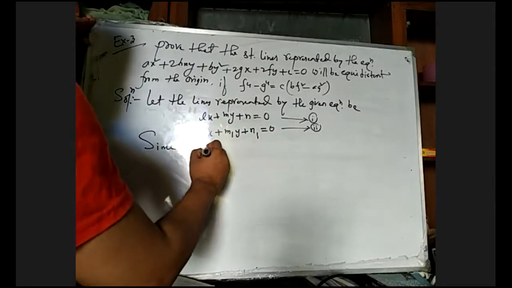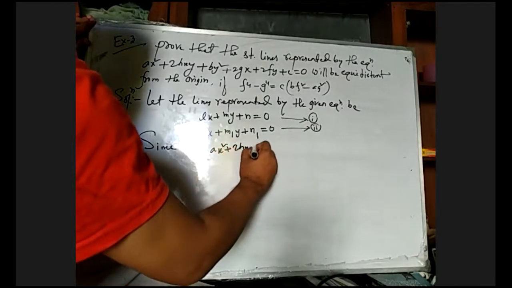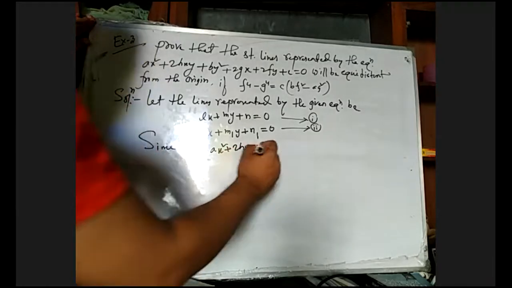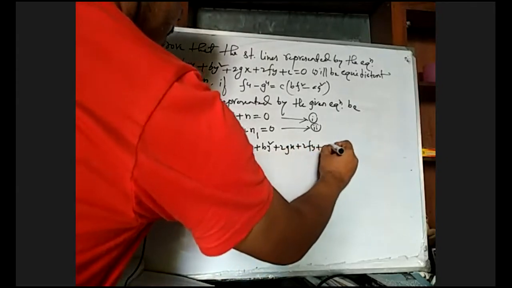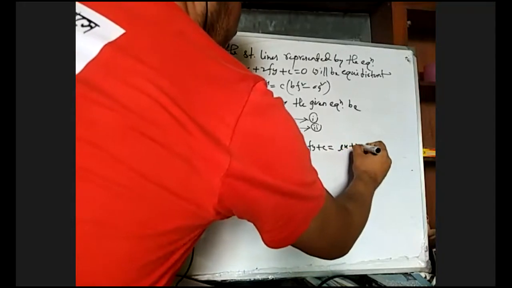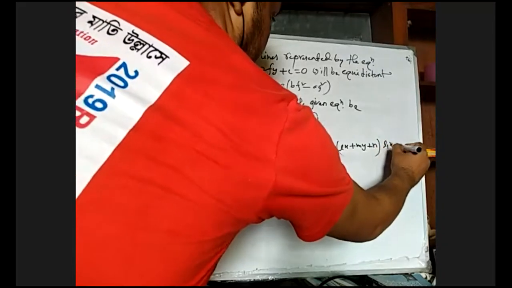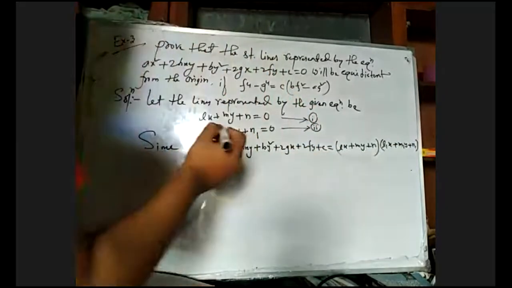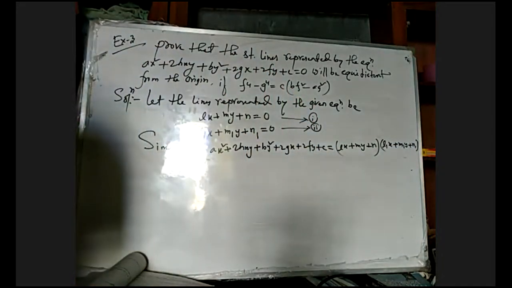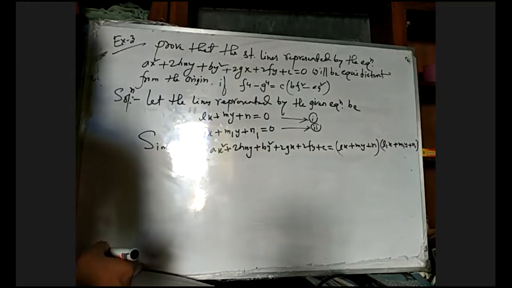Then x square plus 2xy plus by square plus 2gx plus 2fy plus c equals 0 can be written as (lx + my + n)(l1x + m1y + n1). Since this equation represents a pair of straight lines, we can write it this way.